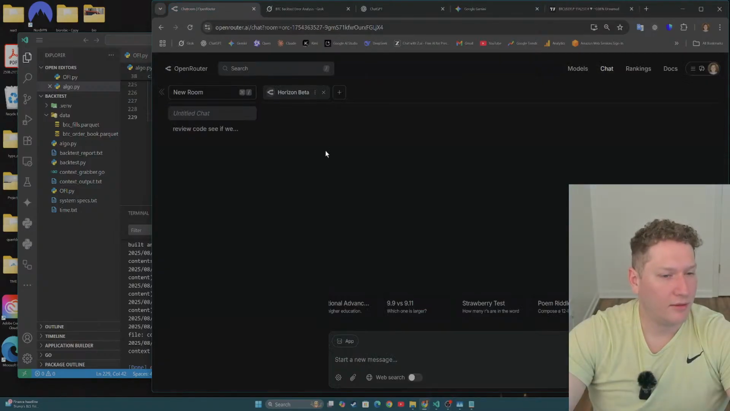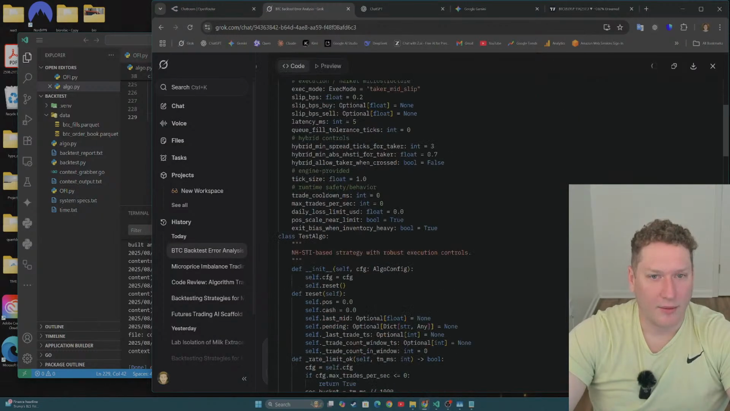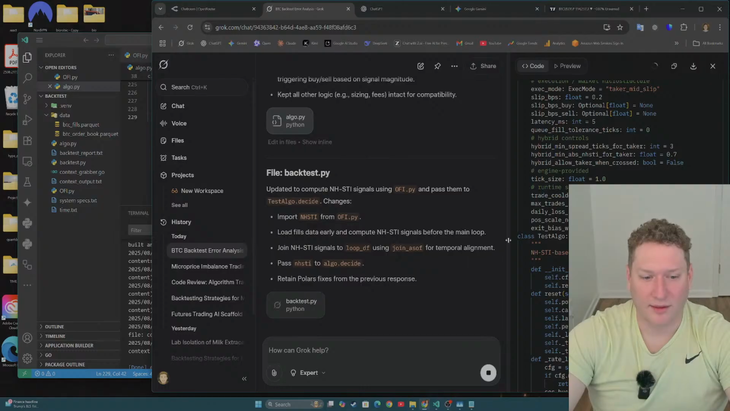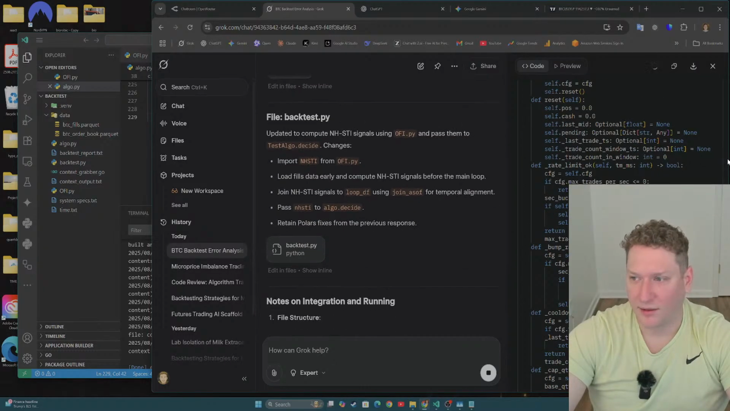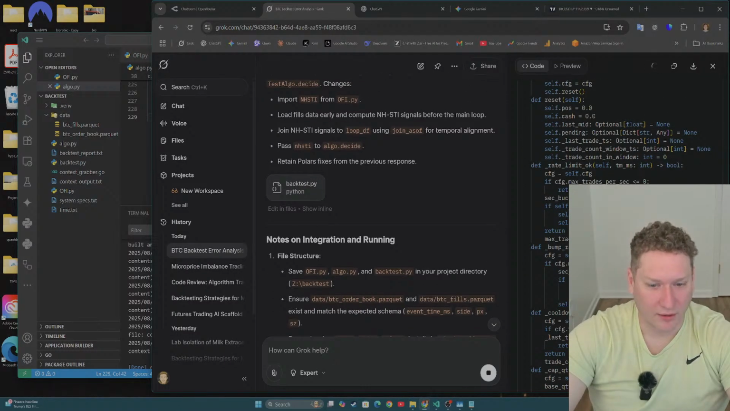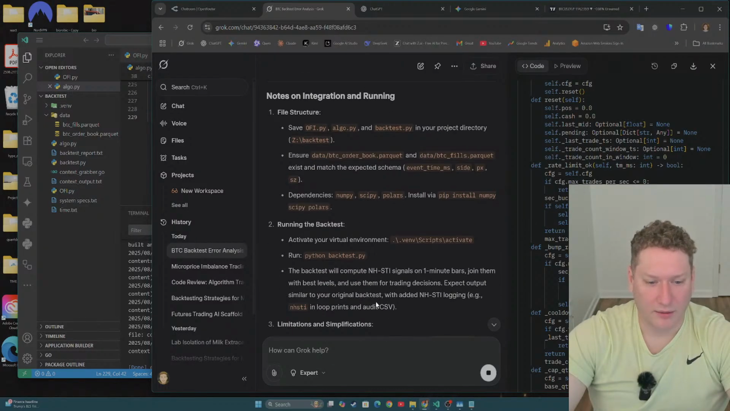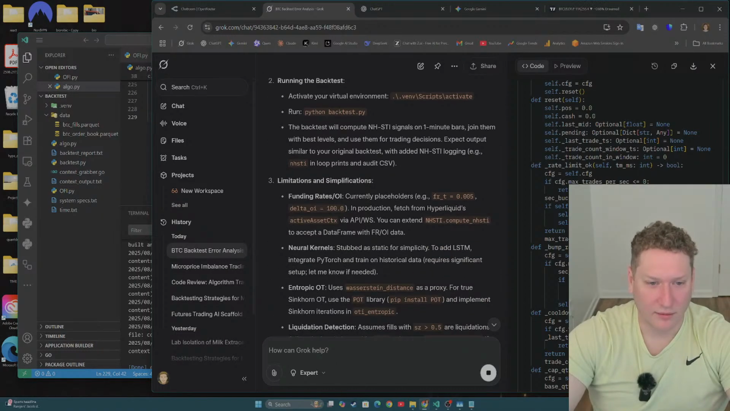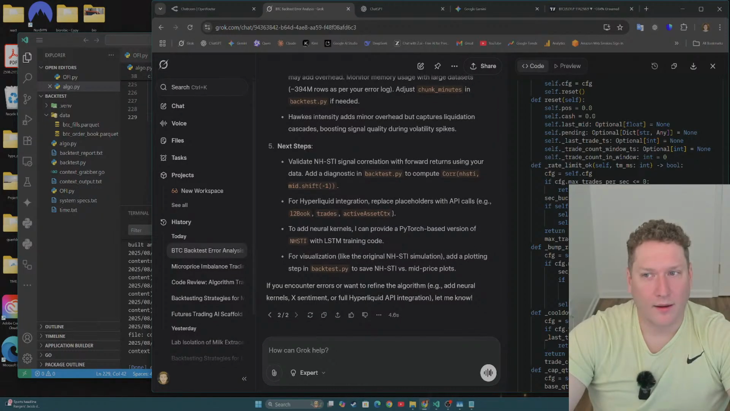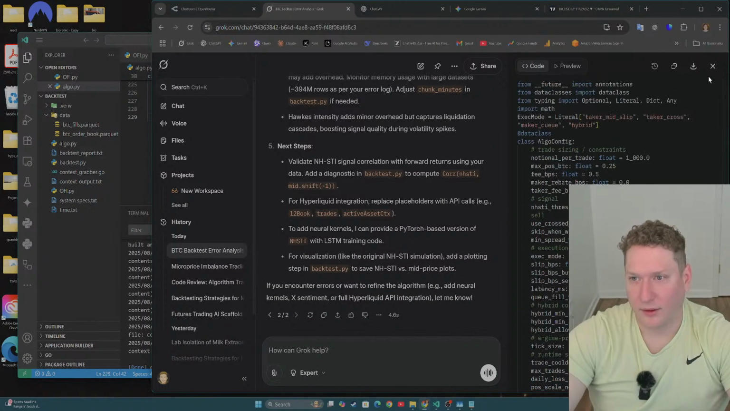Bitcoin's down. All right, we will see what Horizon has to say about this once it's done. Okay, notes on integration learning. SciPy, all right, whatever. Okay, so we're still gonna run it with just backtest. Limitations and simplifications, funding rates. All right, we will refine. We will have to refine this.